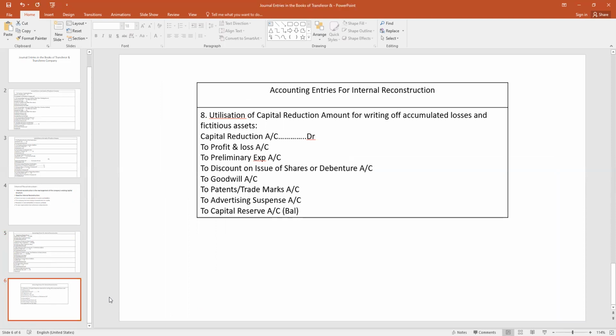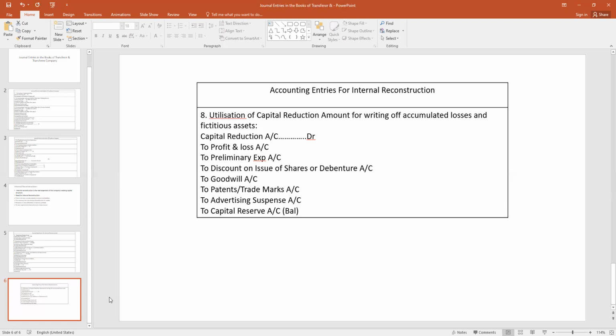Now, after passing all these entries, whatever amount is there in the capital reduction account, we use to write off the accumulated losses or fictitious assets. In that case, the journal entry will be: capital reduction account debit to profit and loss account, preliminary expenses account, discount on issue of shares, patents or trademarks, and advertisement suspense account. After adjusting all these losses and fictitious assets, if there is any balance, it will be transferred to the capital reserve account.